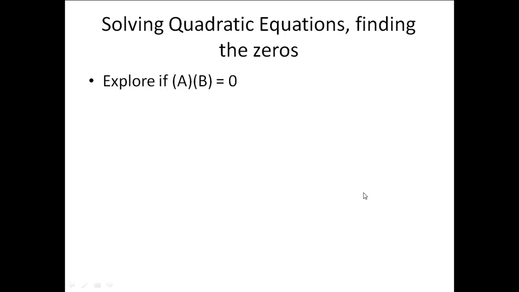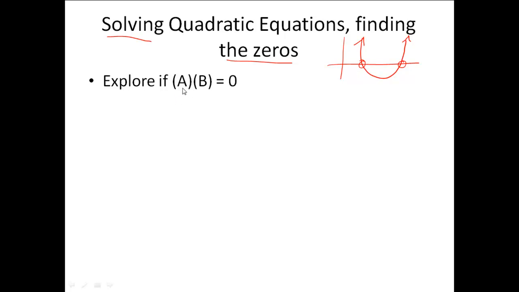Alright, so all of this factoring has to have a purpose. And the purpose of it is that a lot of times we need to solve a quadratic equation, which means we need to find the zeros. Now the zeros of a quadratic equation are these points where it crosses your x-axis. So zeros are the exact same thing as x-intercepts when we're talking about quadratic equations.